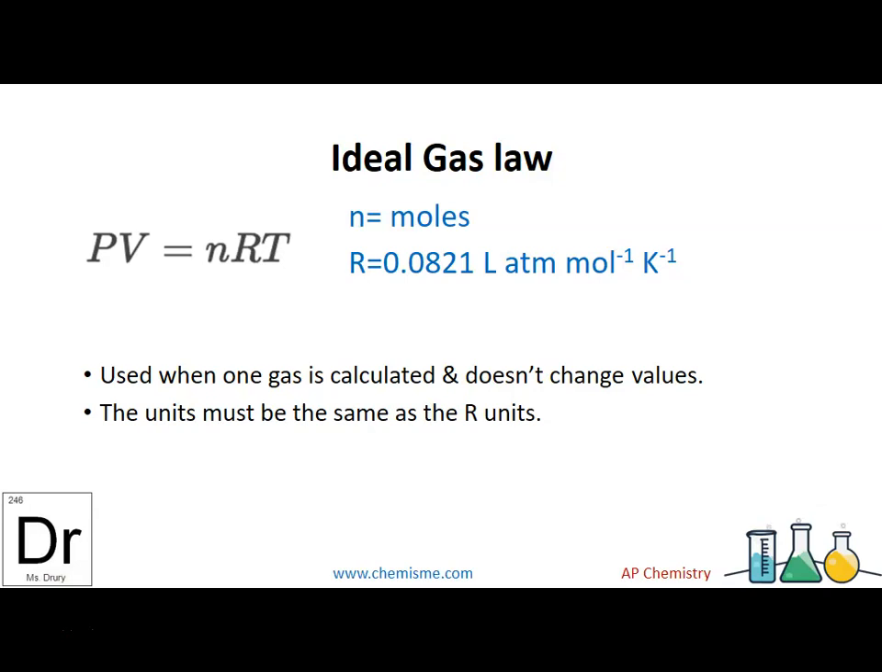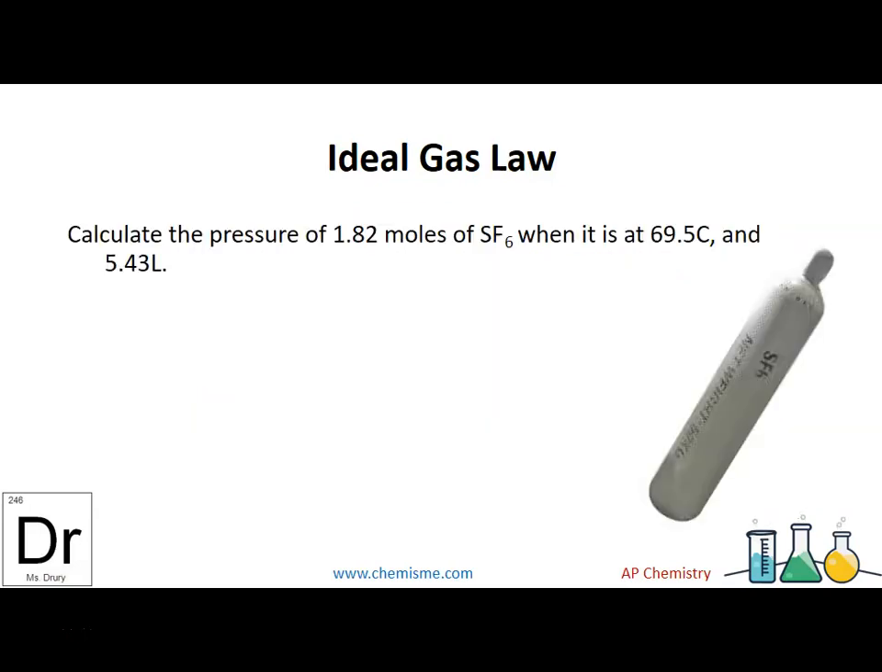The last equation for today is PV = nRT, and this is the ideal gas law. It's used when only one gas is calculated and it is not changing its values. The units must be the same as the R value, which can be found on the reference table: liters, atmospheres per mole per Kelvin. So in this example, it says calculate the pressure of 1.82 moles of sulfur hexafluoride. This is the stuff that makes your voice sound low, not high like helium. And it's at 69.5 degrees Celsius and 5.43 liters. So this is the container it's found in, 5.43 liters, and this is the temperature.